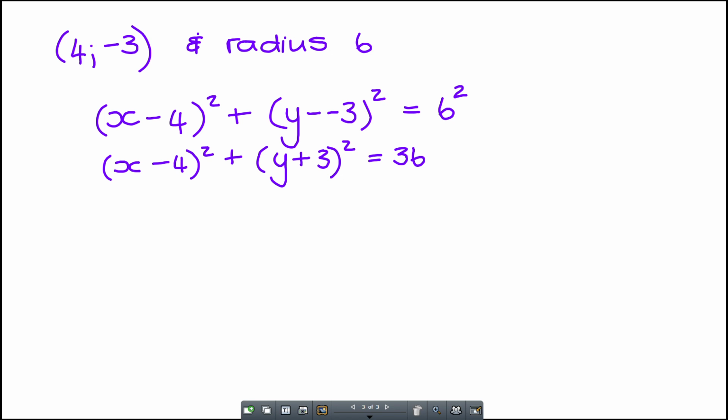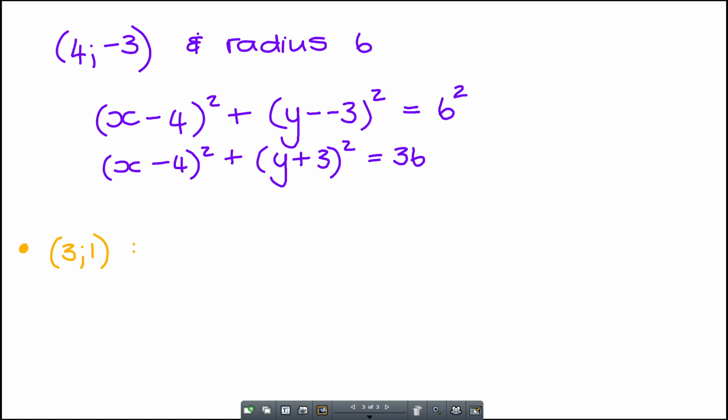Okay. Now at the second one, they're asking, is the point where x is 3 and y is 1, they give me the coordinate, on the circle, inside the circle, or outside the circle? Okay, so they're working with 3 and 1. So what did we do previously? We substituted that into our equation.